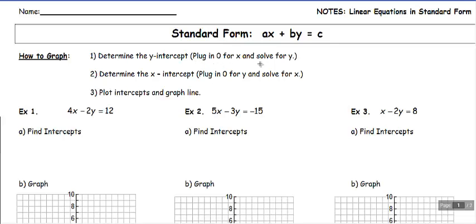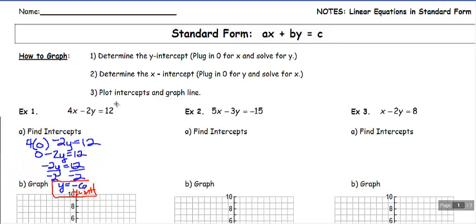So these instructions give me the steps to do that. So I'm going to plug in 0 for x, and I'm going to solve for y. So here we go. I'm going to plug in the 0 for x, and now I have an equation to solve. So I have to do 4 times 0, that's 0, minus 2y equals 12. Well, 0 minus 2y, that's just negative 2y, equals 12. And now I'm going to divide both sides by negative 2. And we get y equals negative 6. So my y-intercept will be at negative 6. So this is my y-intercept.